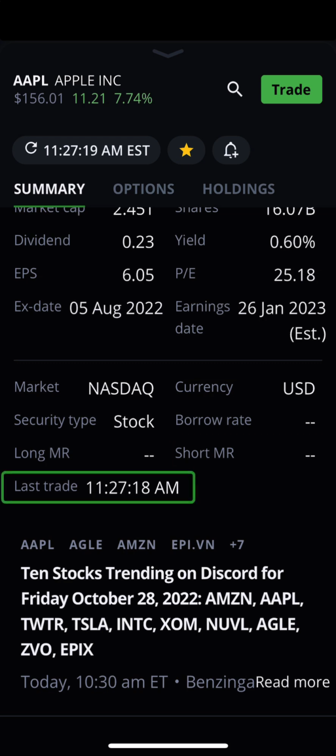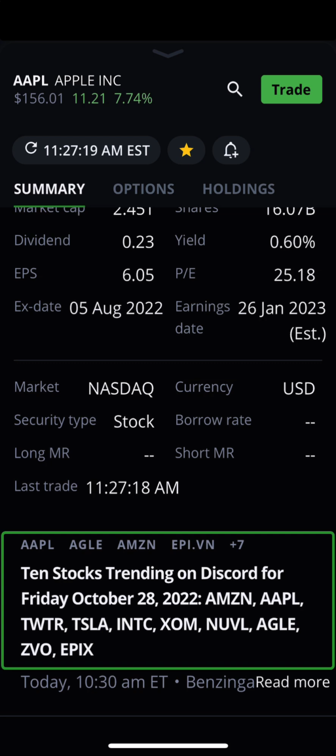Last trade indicates the date and time the security was last traded. Finally, below the Level 1 info, you'll see a newsfeed that populates articles related to that security from various news sources.